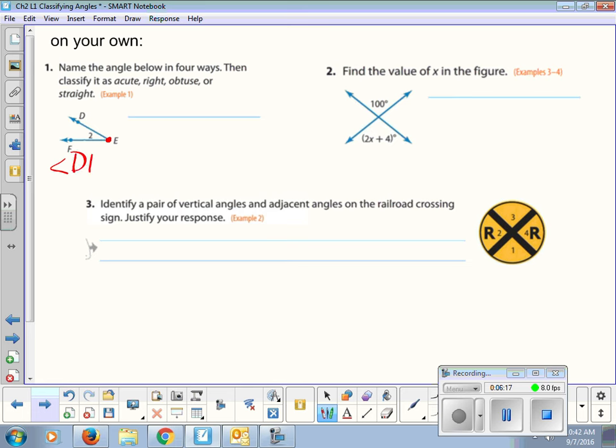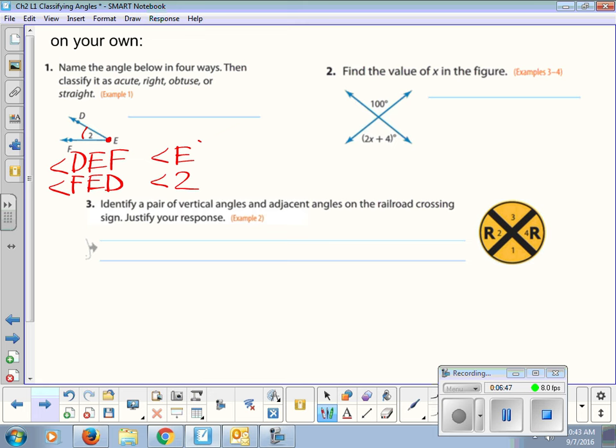We could label it angle DEF. Since E is our vertex, it has to stay in the middle. What other way could we write that? FED. We could leave it as just angle E, because there's our vertex, we know we'd be solving for this angle. Or we could leave it as angle 2, since they labeled that as angle 2 for us.